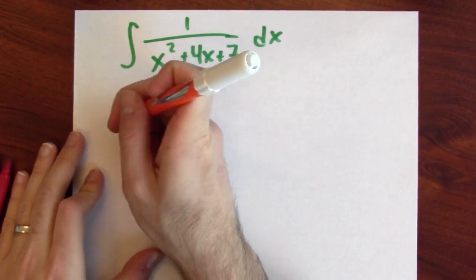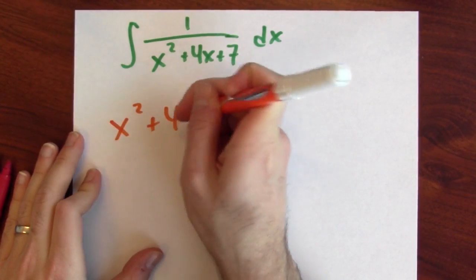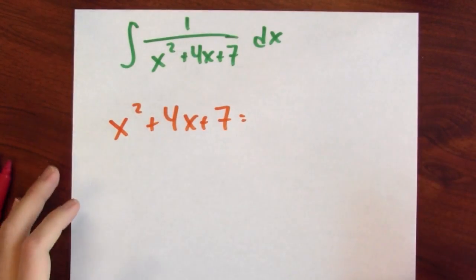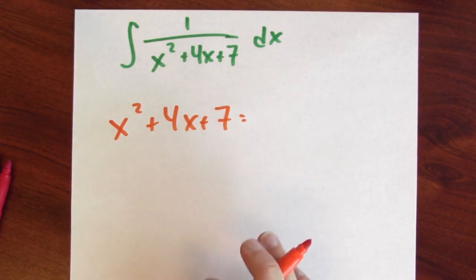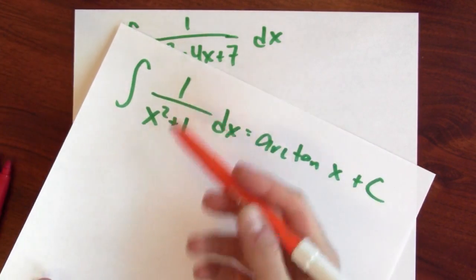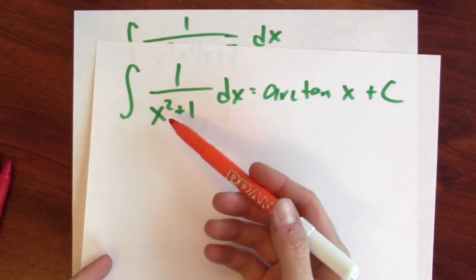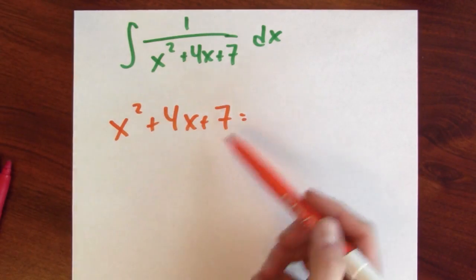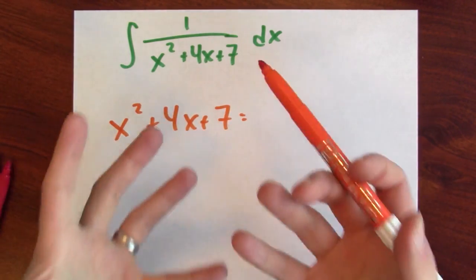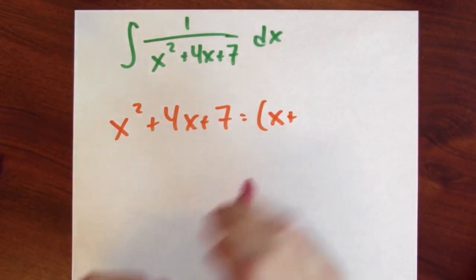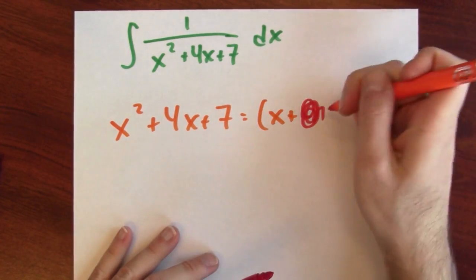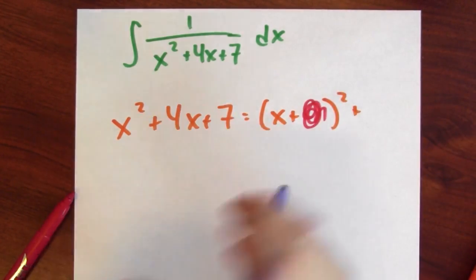What that means is that I'm going to rewrite x squared plus 4x plus 7, and I want it to look more like the example I know, right? The example that I know is this thing. I know the antiderivative of 1 over something squared plus something. So I try to rewrite this quadratic polynomial so it looks more like that. So I'm going to try to rewrite it so it looks like x plus something, squared, plus something. The trouble is how to find the blue and the red somethings.